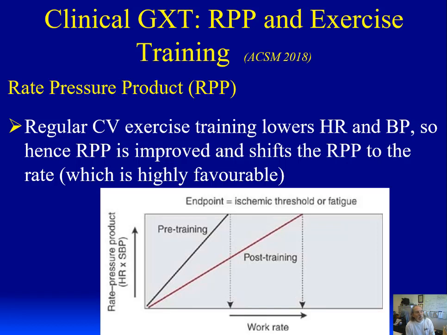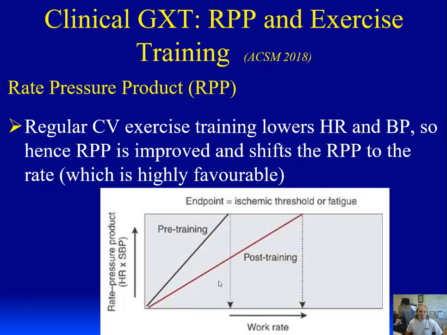So what is important about rate pressure product as well? Let's just use the heart rate and assume blood pressure is the same, that's 160. The patient, as you can see, works up to that workload, so let's just call it treadmill speed. If you train them, because with exercise training, aerobic exercise training, it lowers heart rate and blood pressure at each stage as well as at rest. It shifts the rate pressure product to the right, which is highly favorable.